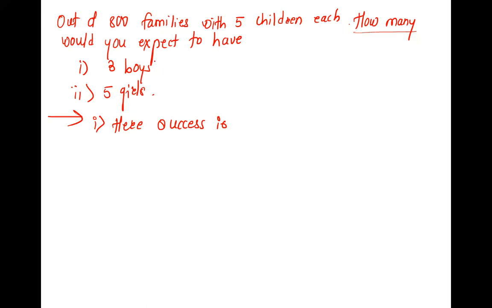So what is the success in question 1? Having 3 boys. 3 is the condition, ignore. Having a boy in a family is a success in the first case. So we have to define P here. What is P? Probability of success.